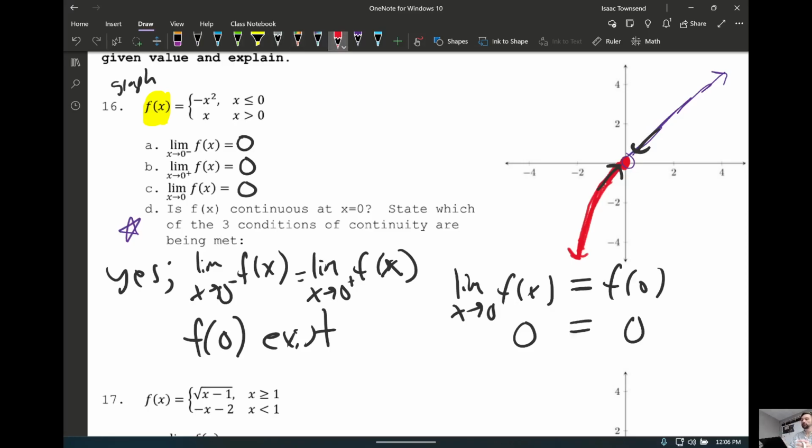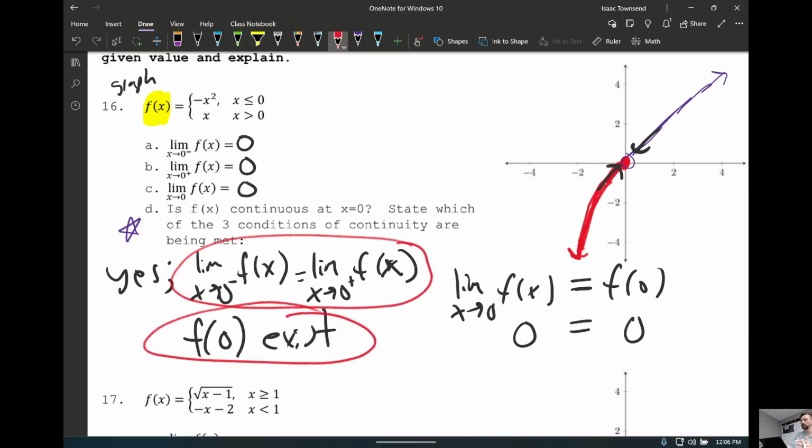So if you want to prove that something's continuous, if you think it is, yes, you have to state all three things. It's not jumping, there's not a hole, and the point's in the right spot. The limit exists, the point exists, and the point is equal to the limit. So to prove yes, you have to state all three things are being met. And of course, if you don't have those three things memorized, then you can't do that part of the FRQ.